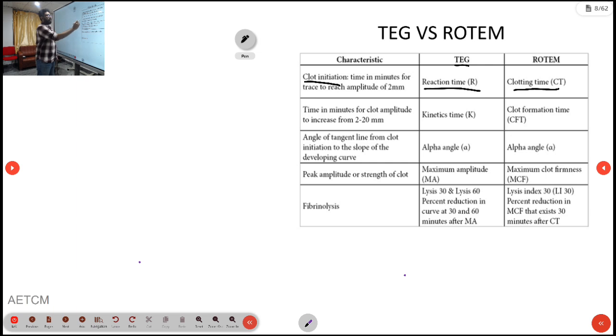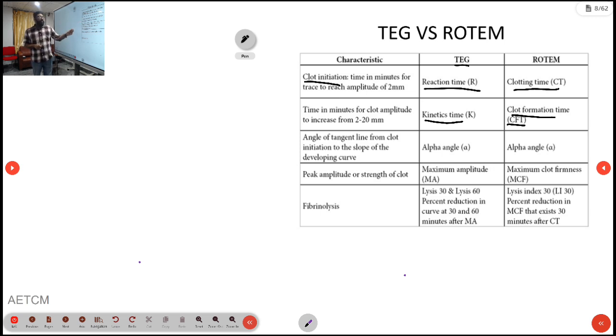And we have talked about the kinetics time, the K time. That is the time in minutes for the clot amplitude to increase from 2 to 20 mm. In TEG it is kinetics time. In ROTEM, it is clot formation time, so CFT. That is another difference in the terminology. And the alpha angle remains the same in both TEG and ROTEM.